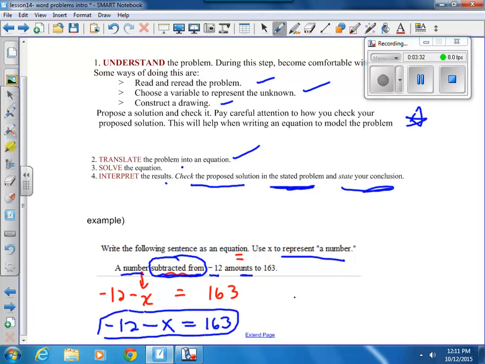But really, big note to self here: A subtracted from B translates to B minus A. So note to self, watch out for the order on that.